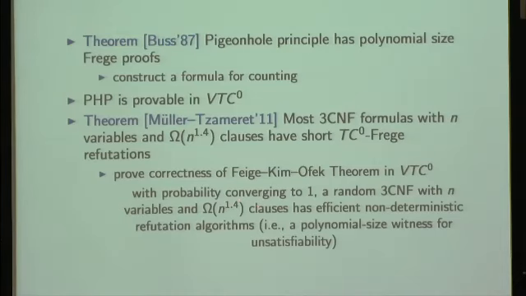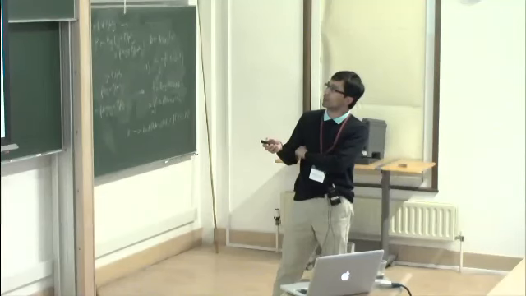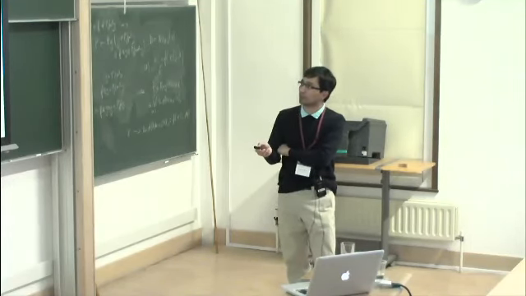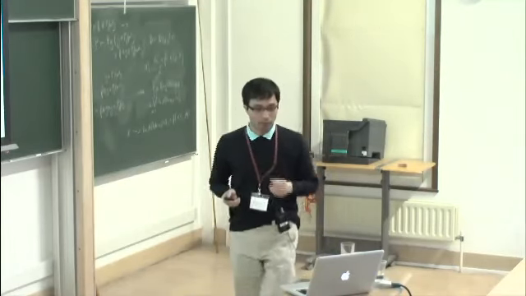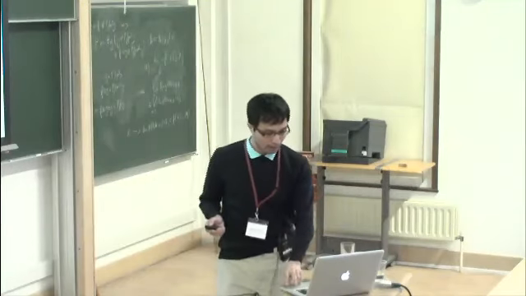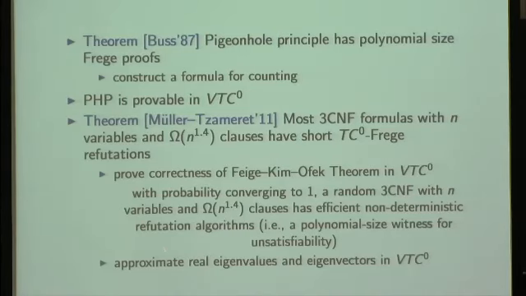The theorem says that with high probability, with probability going to 1, a random 3CNF with that many variables and clauses must have an efficient non-deterministic refutation algorithm. This can be treated as a witness for the fact that the formula is unsatisfiable. So that is a serious work. It's 52 pages in length, and I think one hard thing to do is to show how to approximate real eigenvalues and eigenvectors in the theory. I'm not going to say much more about it because I'm not familiar with it.